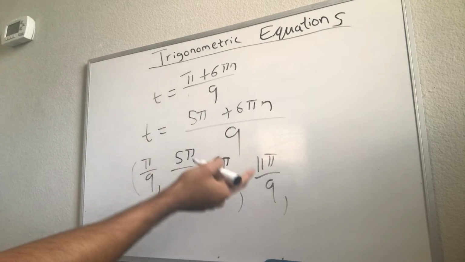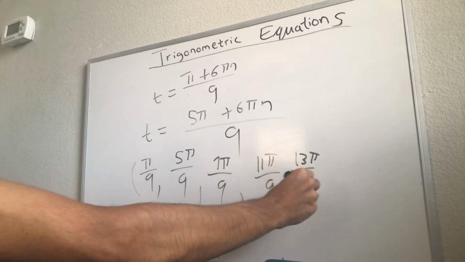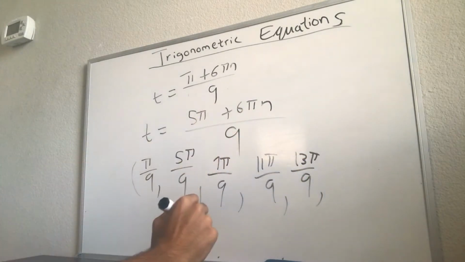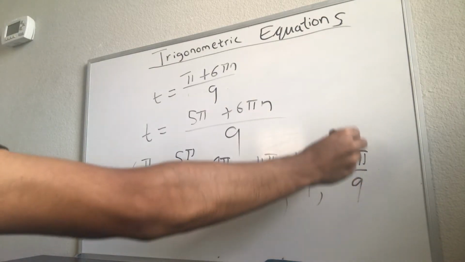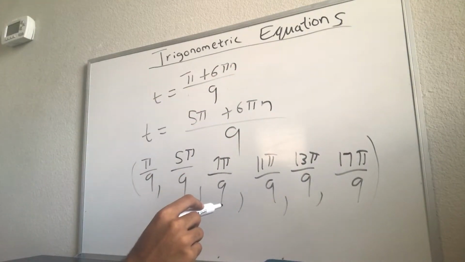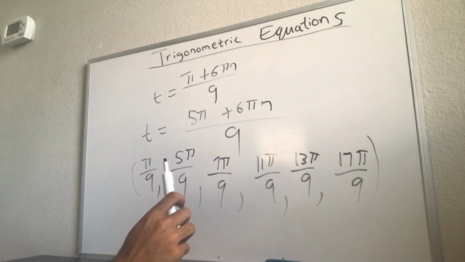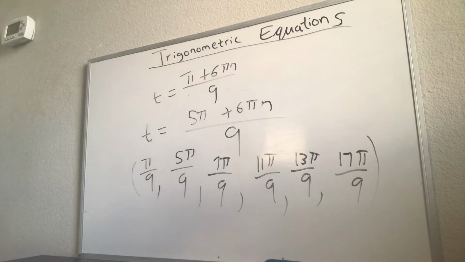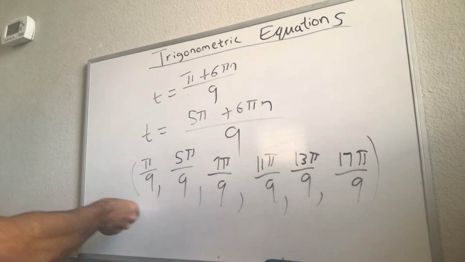Now we can plug 2 in here. That gives us 13 pi over 9. And then substituting 2 here gives us 17 pi over 9. And now if you were to substitute 3 in for n, we would get 19 pi over 9, and clearly 18 pi over 9 is 2 pi, so 19 pi over 9 indicates that it's not within that range of 2 pi. So we have to make sure that it is less than 2 pi. So these are possible values here.